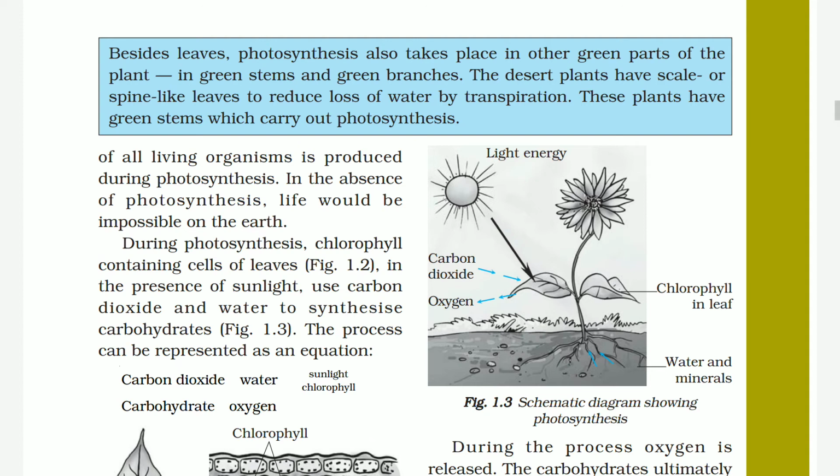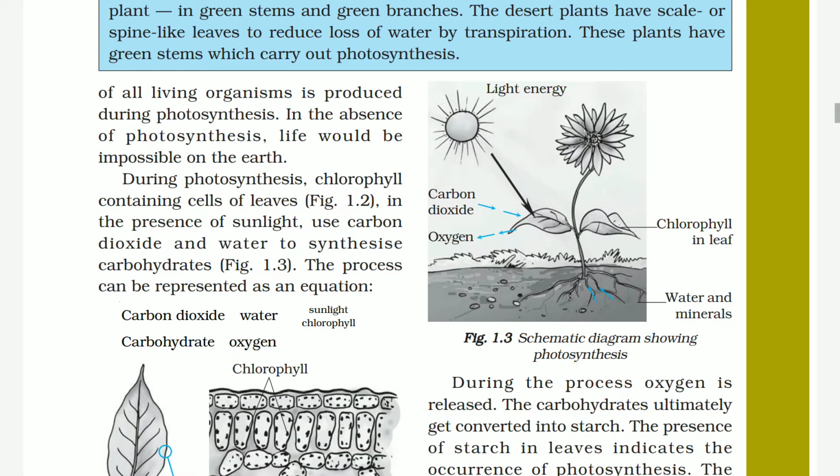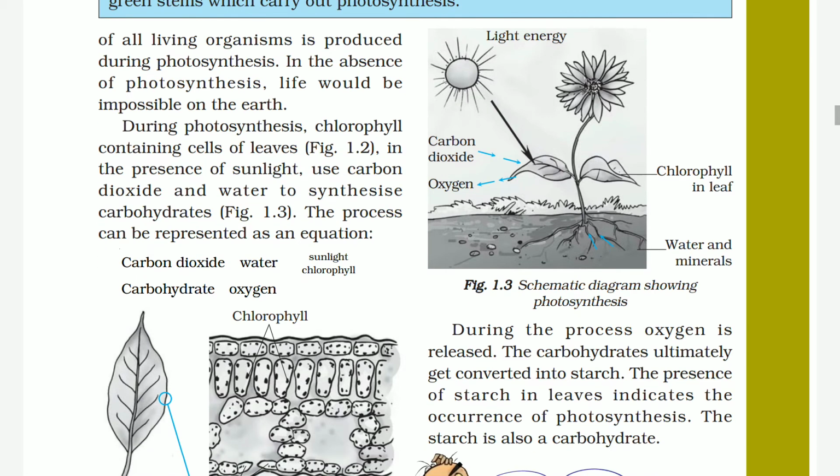Of all the living organisms, food is produced, right? So photosynthesis is life supporting for humans. Now during photosynthesis, chlorophyll contained in the cells of leaves, in the presence of sunlight, uses carbon dioxide and water to synthesize carbohydrates. The process can be presented in an equation.